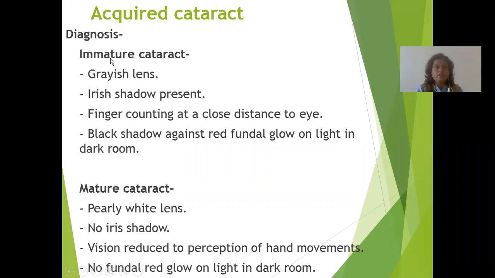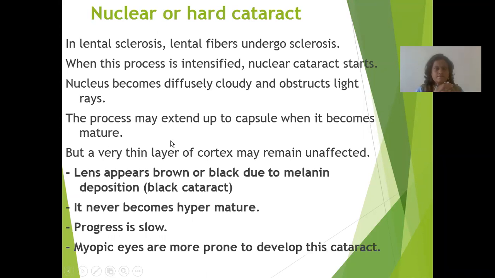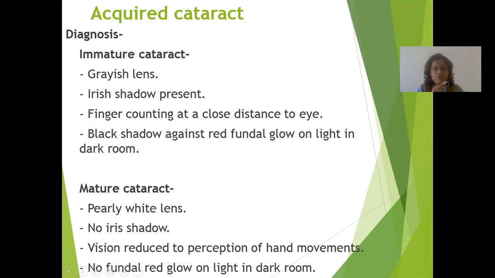In that we see the diagnosis of immature and mature cataract. The difference is that in immature cataract there is a greyish iris shadow present, finger counting at a close distance to the eye. There is a black shadow against the red fundal glow on right in the dark room. Then in mature cataract there is a pearly white lens, no iris shadow, vision reduced to the perception of hand movement, and there is no fundal red glow on light in the dark.